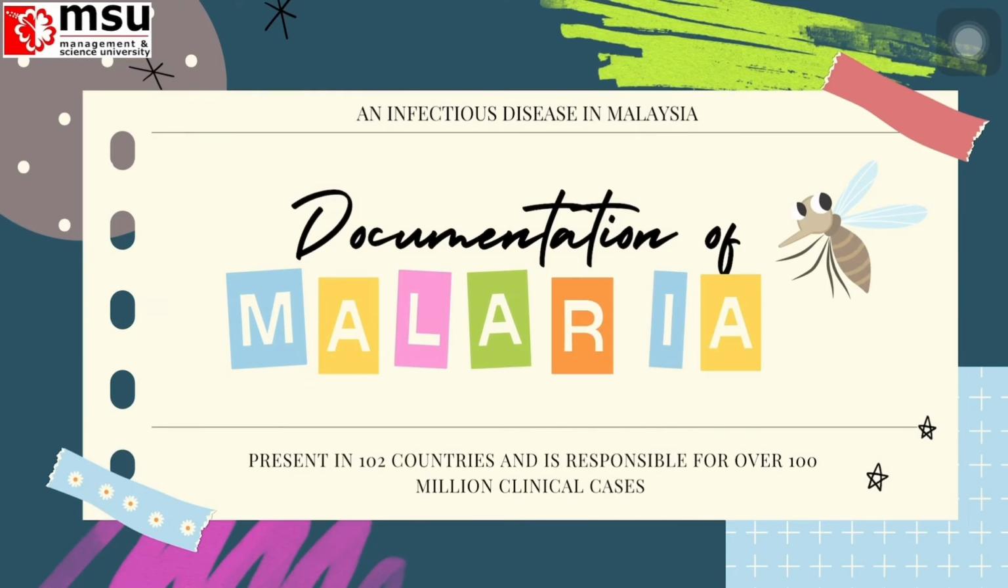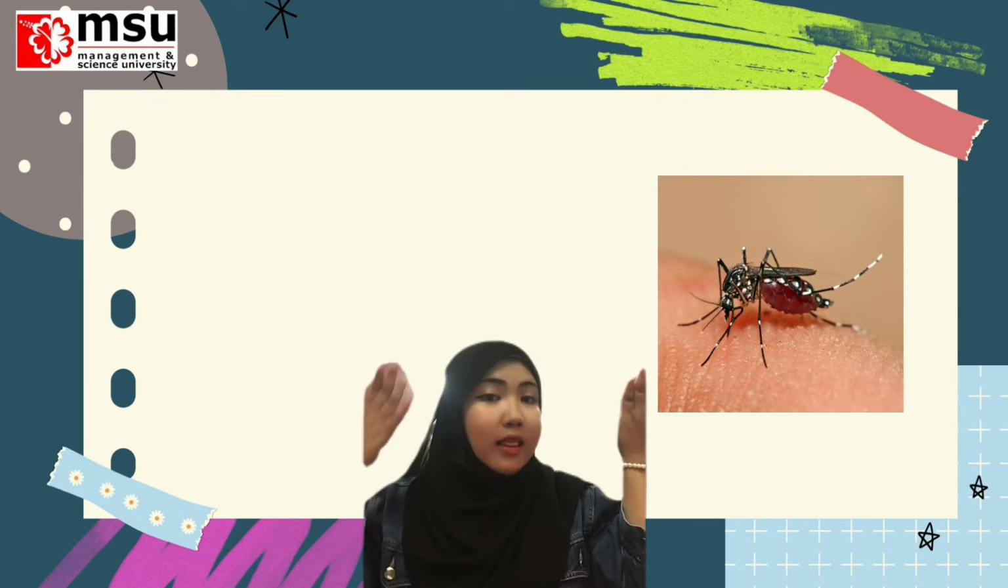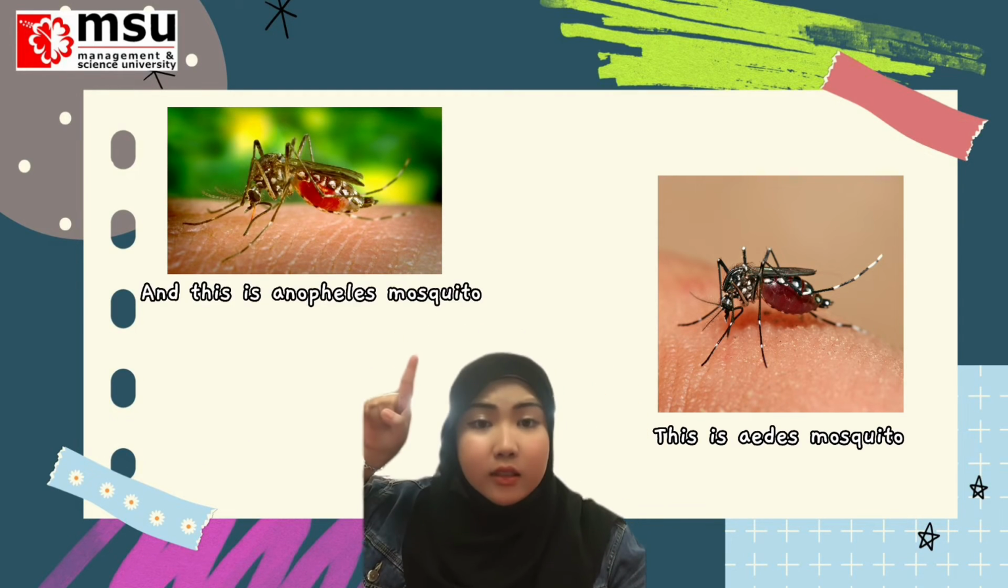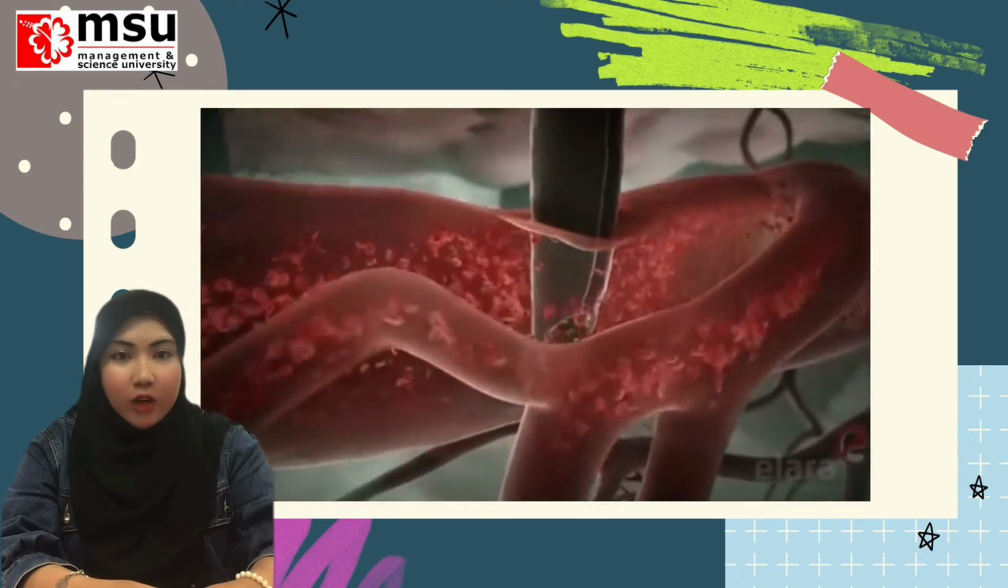Hi friend, did you know that mosquitoes are not the only vector for dengue, but also a vector for a disease called malaria? Can you spot the difference between this mosquito and this mosquito? This is Aedes mosquito, and this is Anopheles, and this is the one we're going to talk about. Infected Anopheles mosquito is an agent for malaria disease.